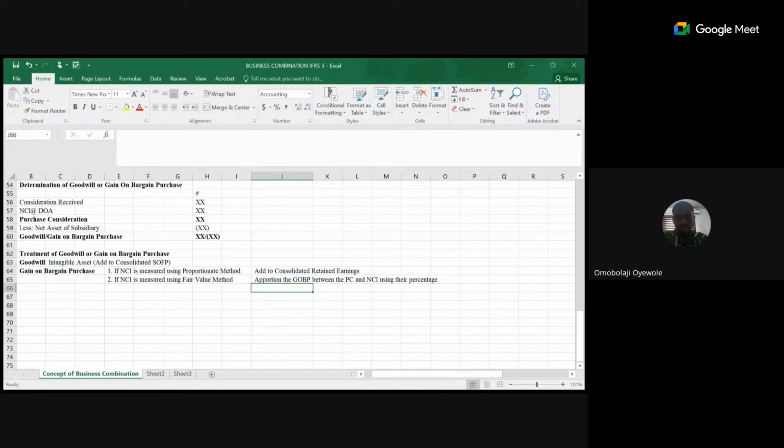So the amount that belongs to the parent company, then you now say add to consolidated retained earnings. That's after apportioning. Yes, after apportioning. So add to consolidated retained earnings for parent company, then add to non-controlling interest for who? NCI. So that's that.